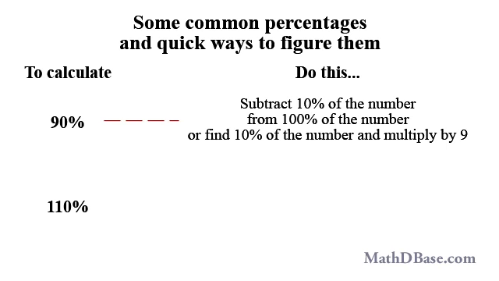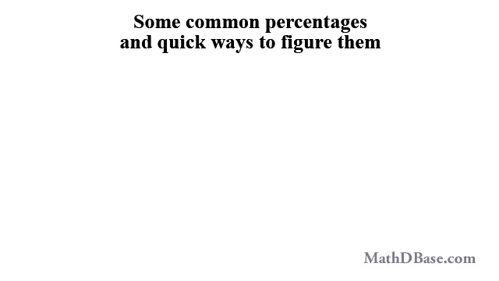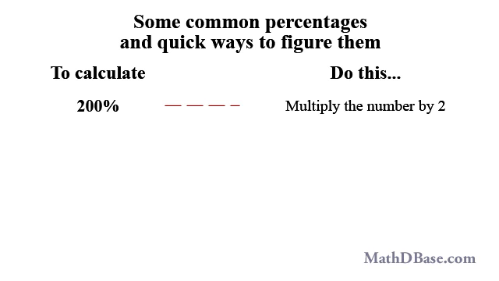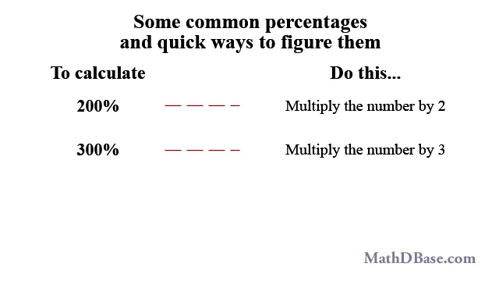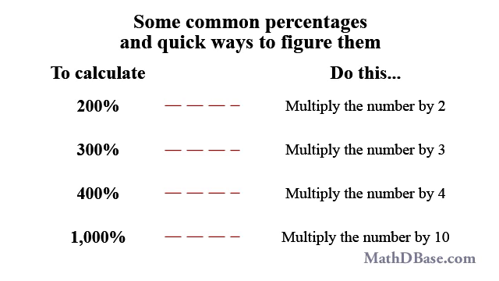To find 110% of a number, first find 10% of the number and add it to 100% of the number. Any whole number percent of a number can be calculated by just multiplying by that whole number. Since 200% is equal to 200 over 100, which reduces to 2, to find 200% of a number, multiply it by 2. To find 300% of a number, multiply it by 3. To find 400% of a number, multiply it by 4. To find 1,000% of a number, multiply it by 10, etc.